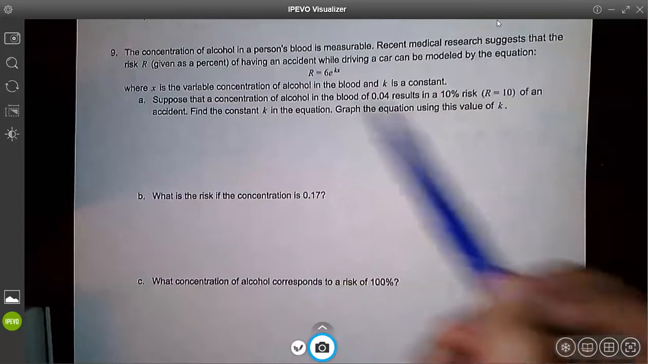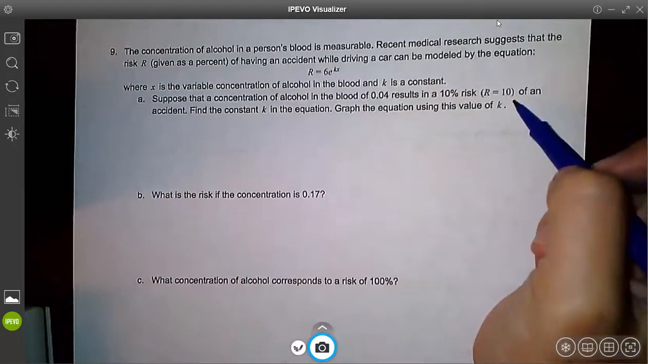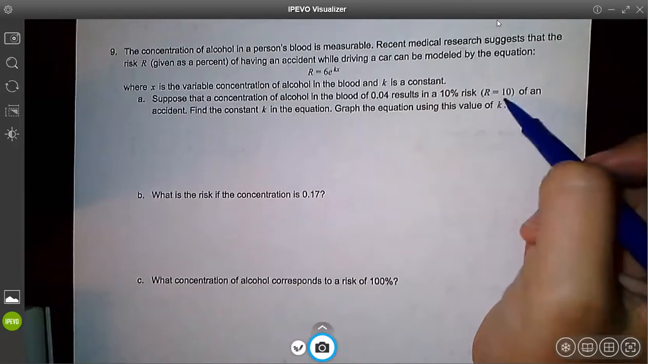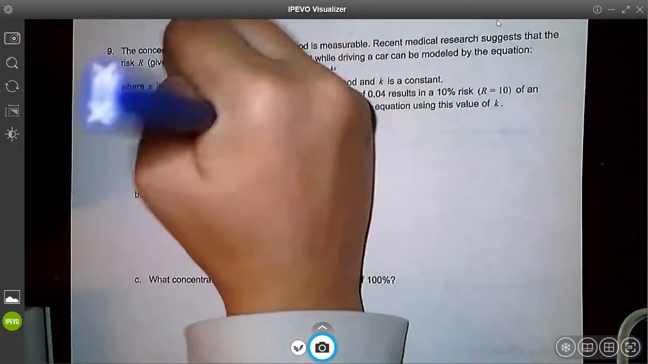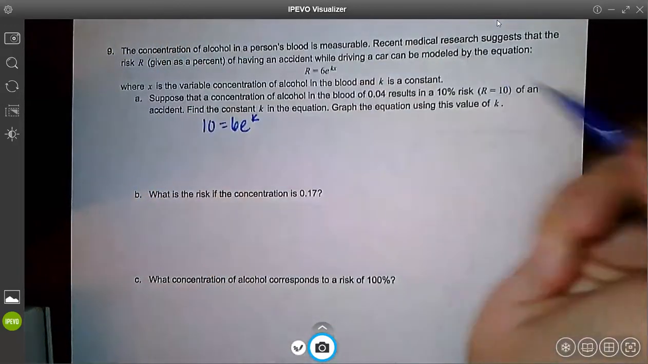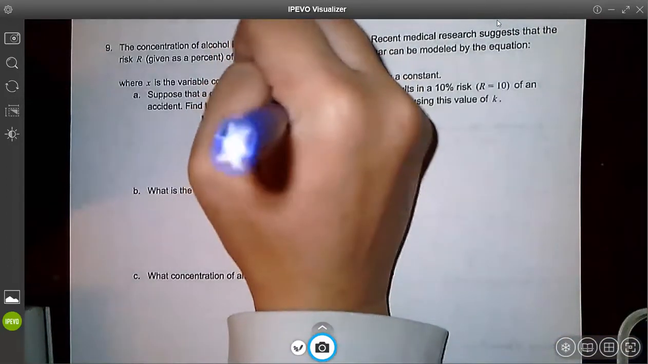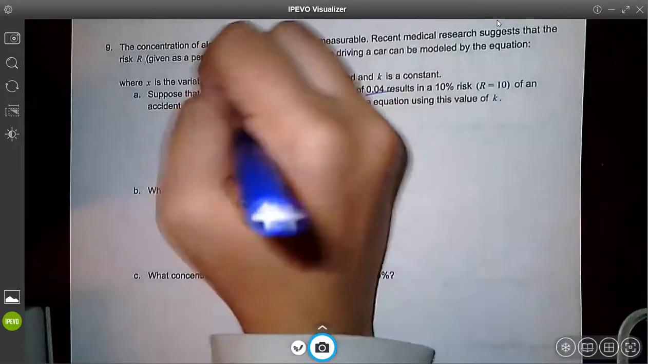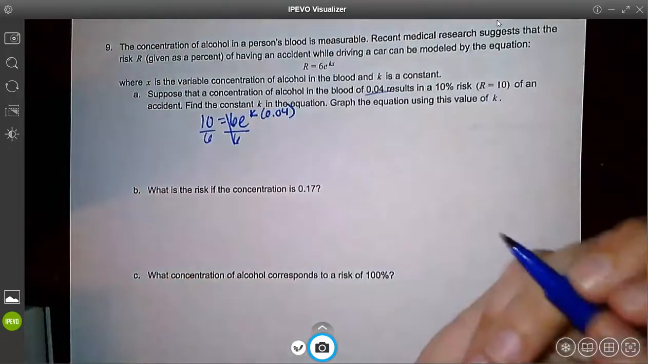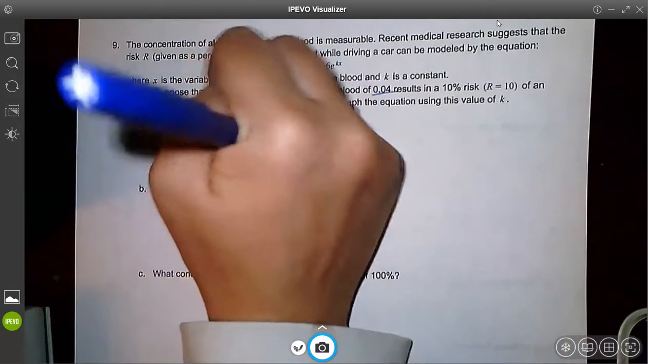risk. So we're going to find our k, our constant. So a 10% risk is R equals 10. It's not 0.1, it is 10. So we have 10 equals 6e to the k, and then our x value is our concentration of alcohol, 0.04. So now I'm going to solve this for k. I'm going to divide both sides by 6 first. And I'm going to simplify this fraction. So you have 5 thirds equals e to the 0.04 k.